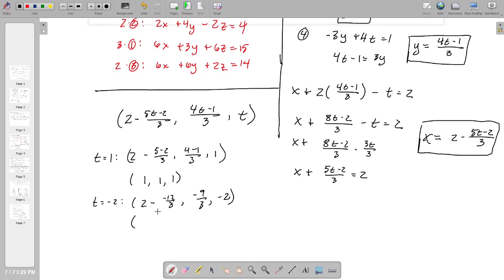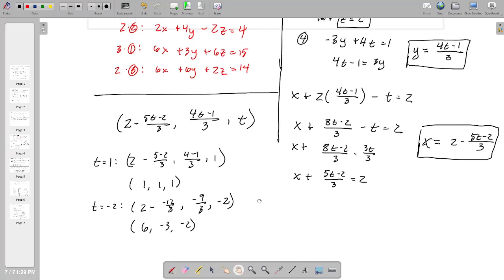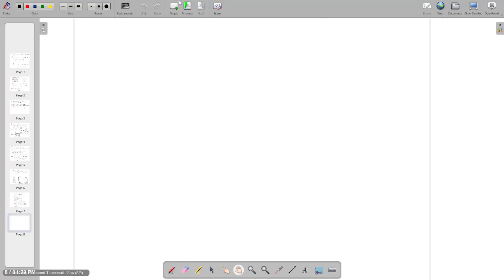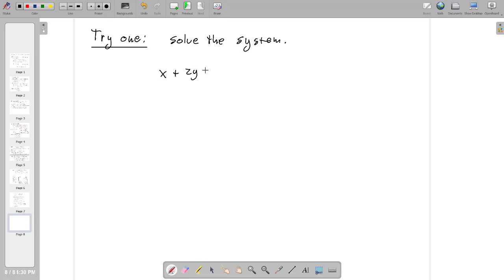So we would have 2 plus 4 is 6. Negative 3, negative 2 is another solution. I'm not going to check that one, but feel free to if you want to. Try one. Solve the system. X plus 2y plus 2z is equal to 1. X plus 5y plus z is equal to negative 2. X minus y plus 3z is equal to 5.